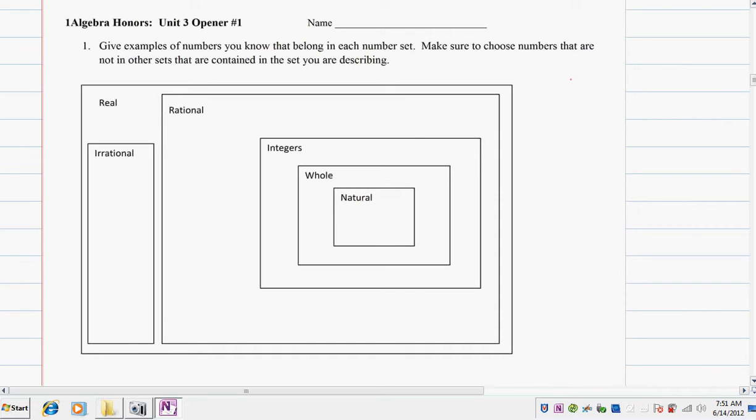So let's describe each of these sets. When we talk about the natural numbers, often these are called the counting numbers. When I start to count, I learn 1, 2, 3, 4, 5, etc. Those are natural numbers. So an example of a natural number might be 5.